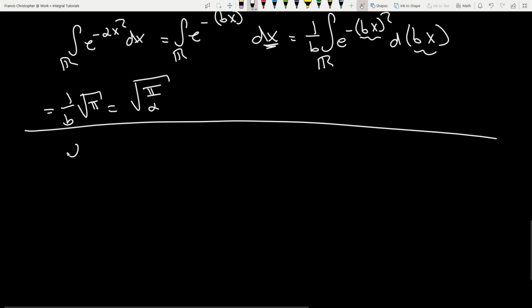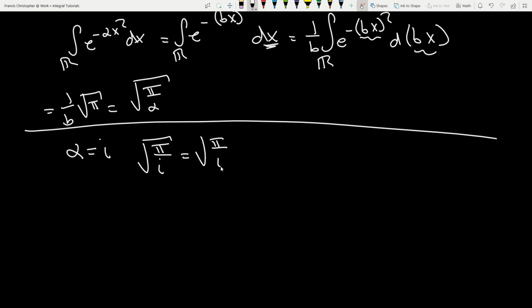And in this case, our alpha was equal to I, right? And this will be pi over I square root. I'm going to multiply by the conjugate so I don't have to deal with I on the bottom. So negative I, the top is just going to be negative I pi, and then the bottom, this is negative I squared, which is just 1. So nice, we just have the square root of negative I times pi, which looks bad, but we'll simplify it.